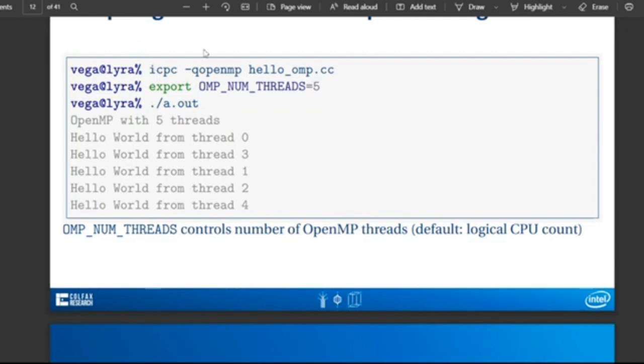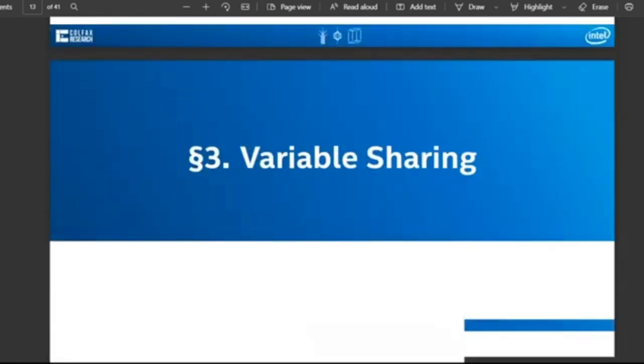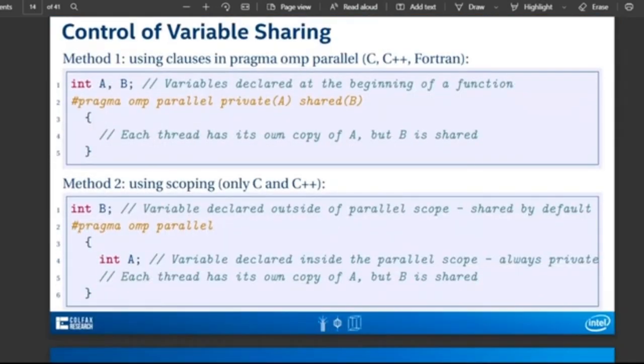We can see that we're putting this tag in here, QOpenMP, and then we're setting the number of threads to 5, and we're running the code. So this is all command line stuff.